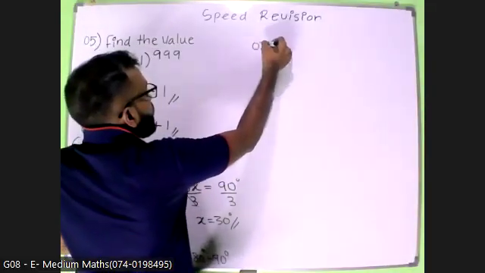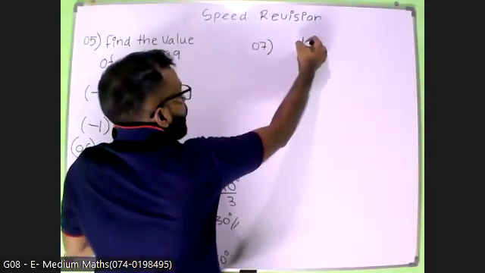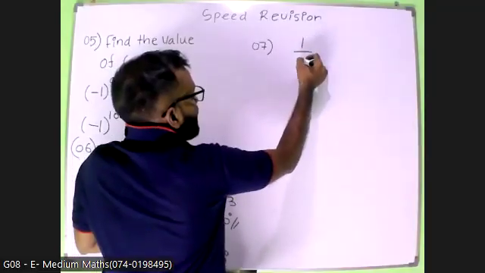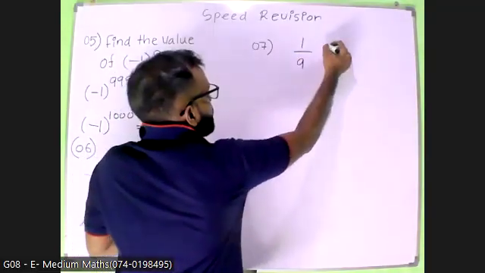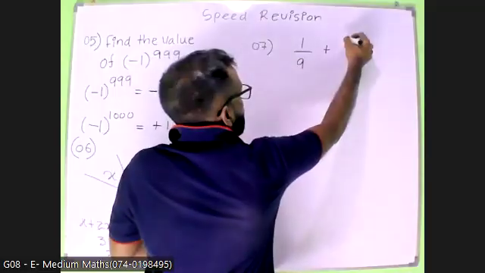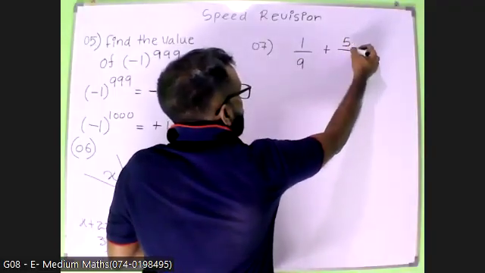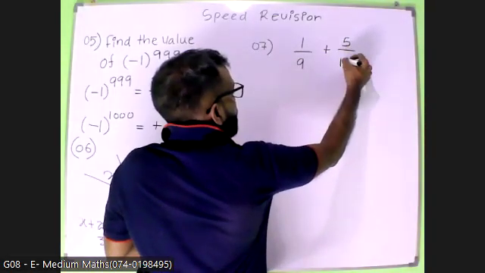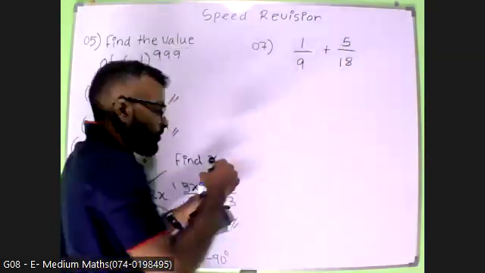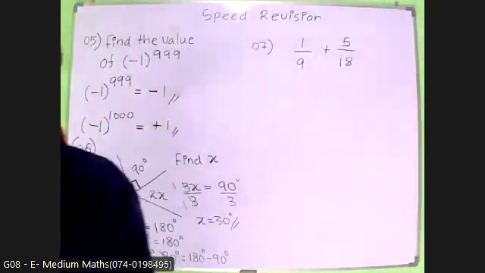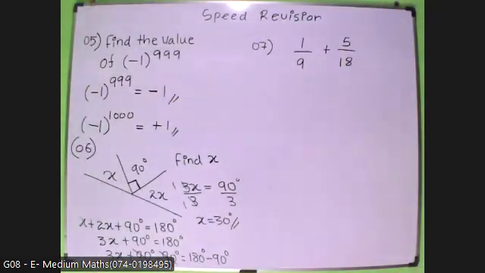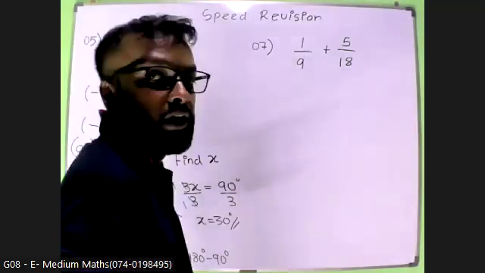Seventh one. 1/9 plus 5 upon 18. Two fractions to be added.